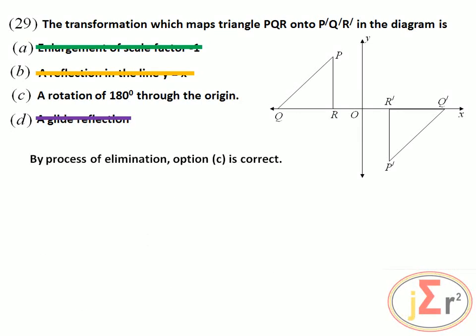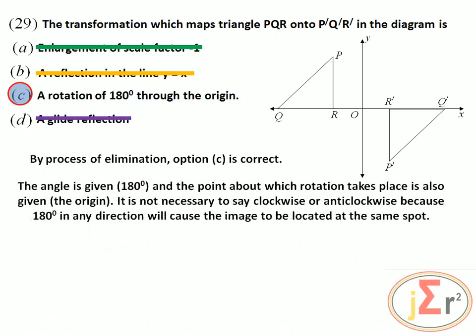By process of elimination, option C is correct. Well, we don't have anything left. The angle is given, which is of course 180 degrees. And the point about which rotation takes place is also given, which is the origin. It is not necessary to say clockwise or anti-clockwise, because 180 degrees in any direction will cause the image to be located at the same spot. So 180 degrees, angle on a straight line. So if we go clockwise or anti-clockwise, we will end up at that same spot.